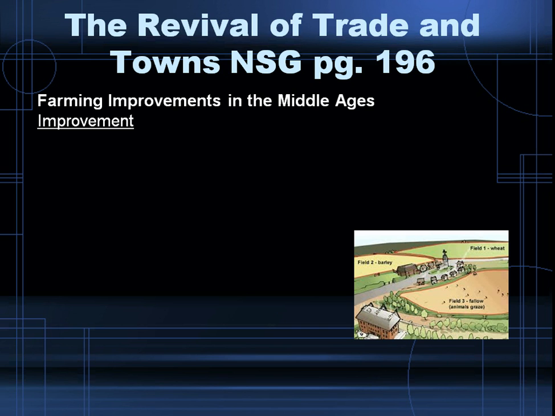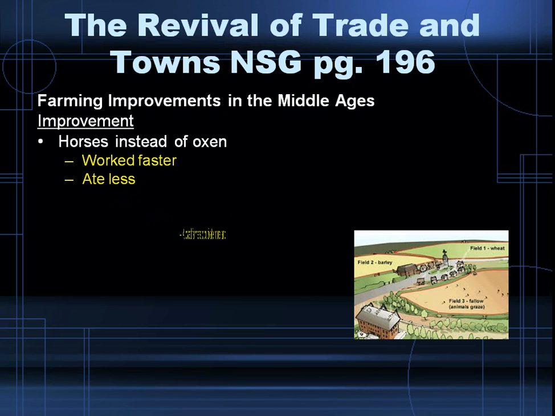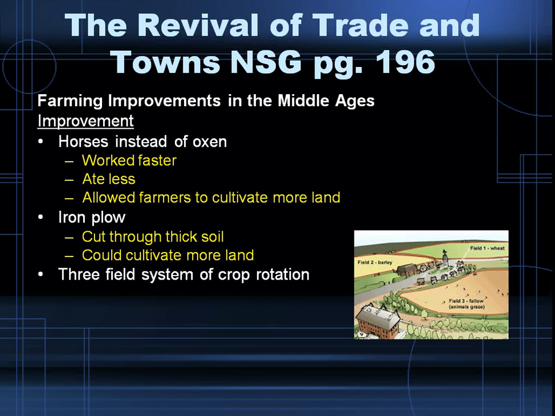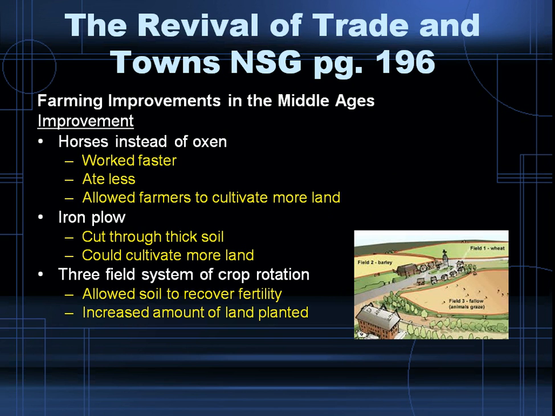The first step towards that was they started using horses instead of oxen to plow, which worked faster, ate less, and allowed farmers to cultivate more land. Second, they used the iron plow, which cut through thick soil and could cultivate more land. And the third thing they did was the three-field system of crop rotation. This allowed soil to recover fertility, increased the amount of land planted, and protected farmers against starvation.